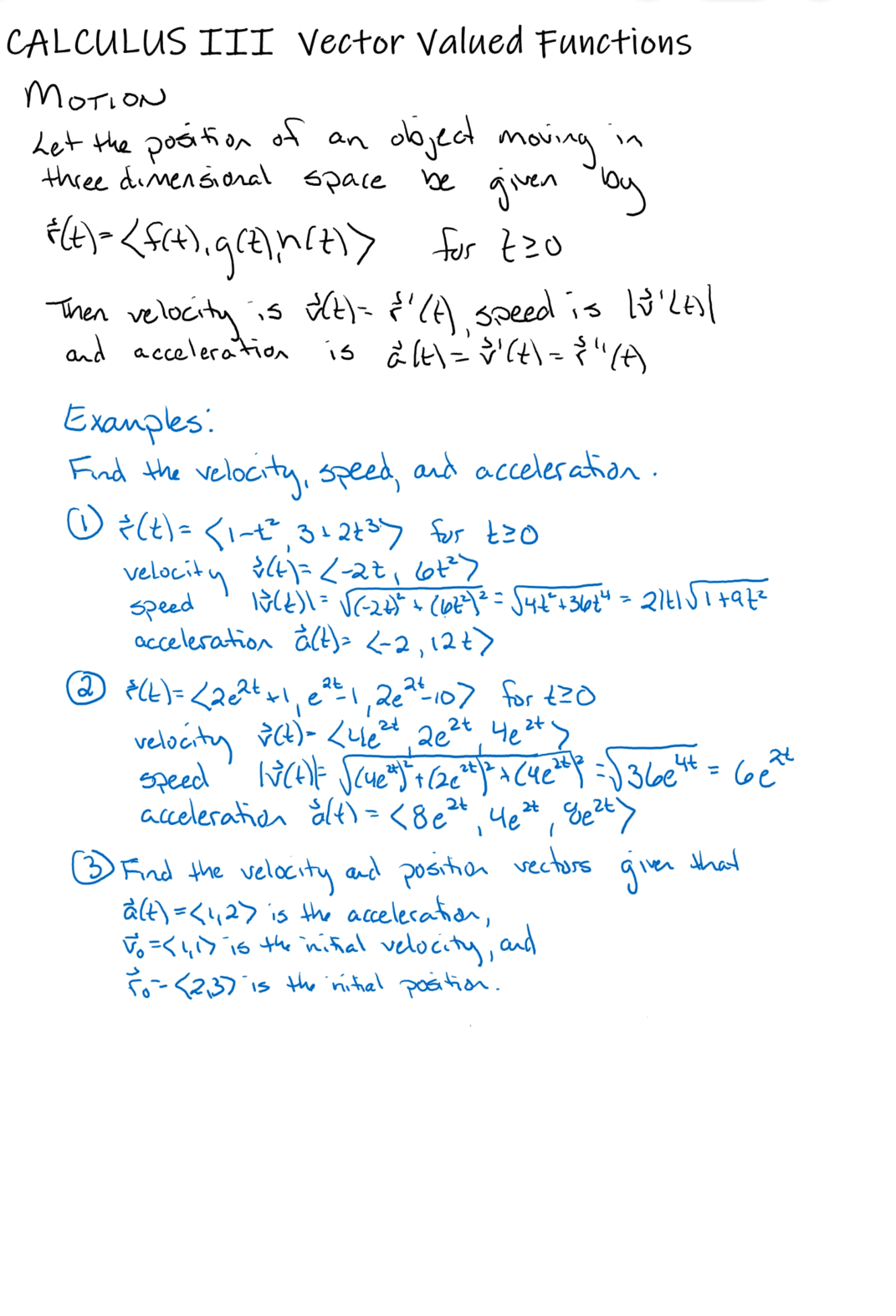For example 3 here, let's find the velocity and position vectors if we're given the acceleration. So here we've got acceleration. Now, we also have initial velocity and initial position. So let's see. If we go backwards from this, the velocity function will be the integral of the acceleration with respect to t.